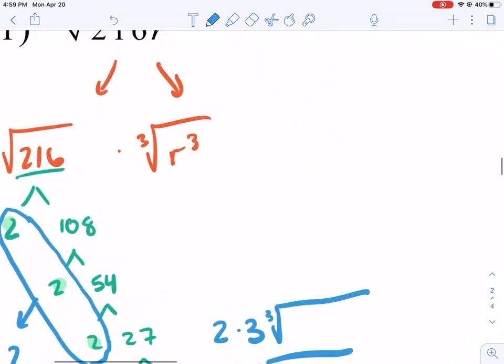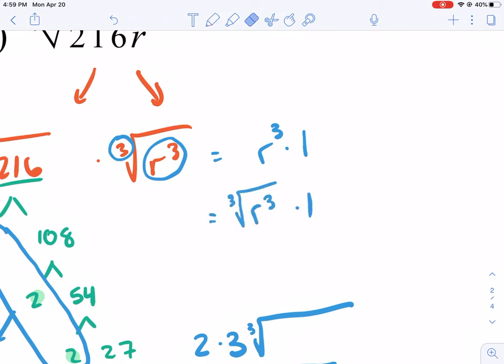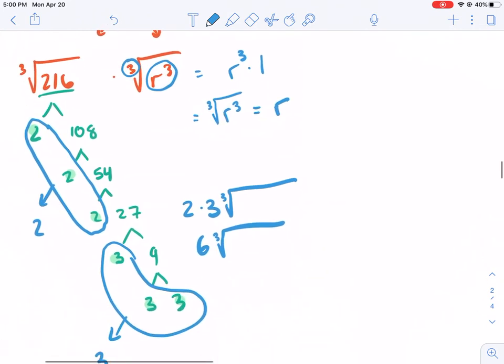Now, r cubed, we're thinking of factors of r cubed that are divisible by 3. Well, r cubed is a factor of r cubed times 1. So we're going to rewrite this as the cube root of r cubed times 1. And really, you don't need to write the times 1. Why did we choose r cubed? Because the cube root of r cubed is just r. So the answer is 6r for this one.